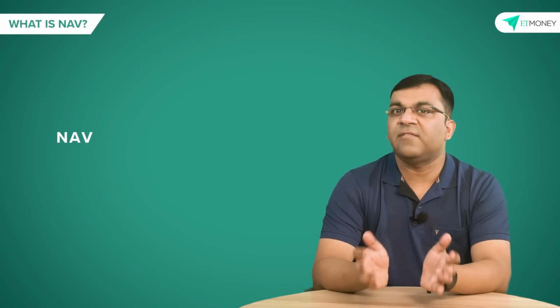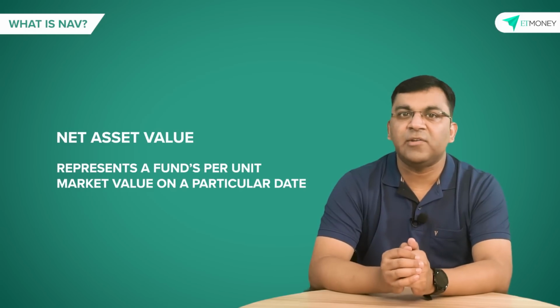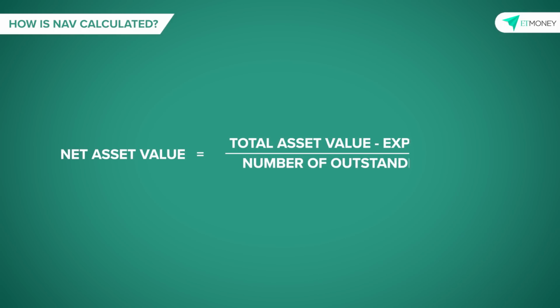The net asset value or NAV represents a fund's per unit market value on a particular date. In other words, the NAV is the number at which investors can buy mutual funds from an AMC and likewise sell units to an AMC on a particular date. This, of course, brings us to the question, how is an NAV calculated? Very simply, the NAV of a fund is the total asset value of the fund minus the expense ratio, which is then divided by the number of outstanding units in the fund.